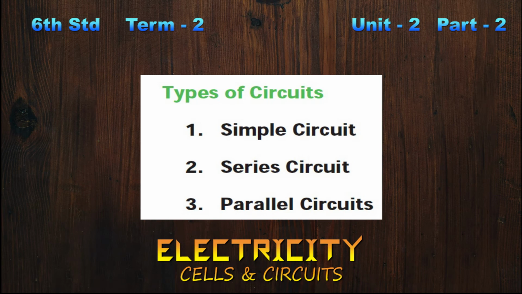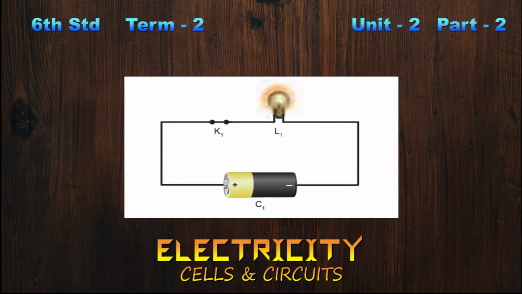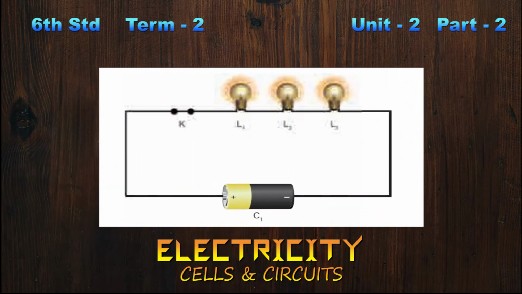Circuit types are three: simple circuit, series circuit and parallel circuit. A simple circuit is nothing but a normal circuit which has a cell, bulb, key and connecting wires. Series circuit: two or more bulbs connected in series in a circuit is called a series circuit. If one bulb is damaged or disconnected, the entire circuit will not work.